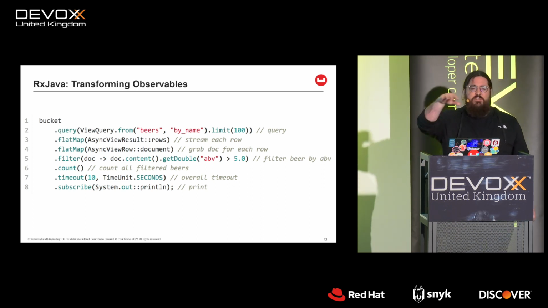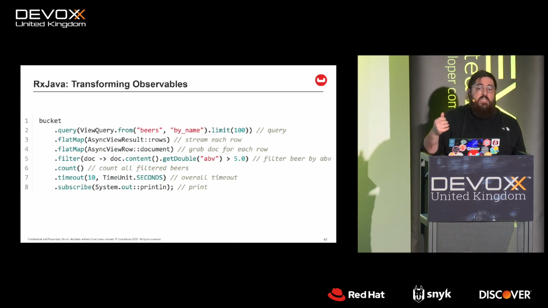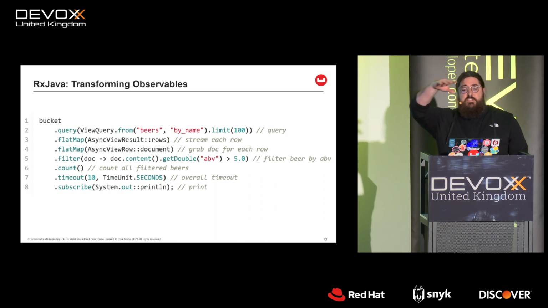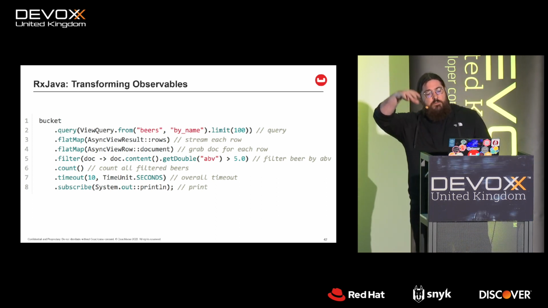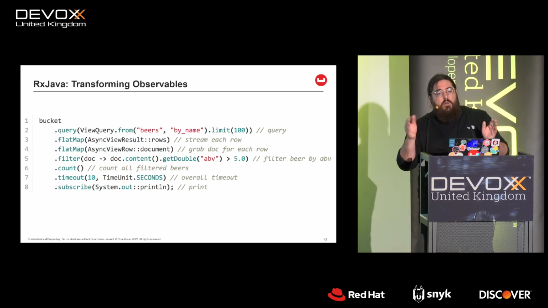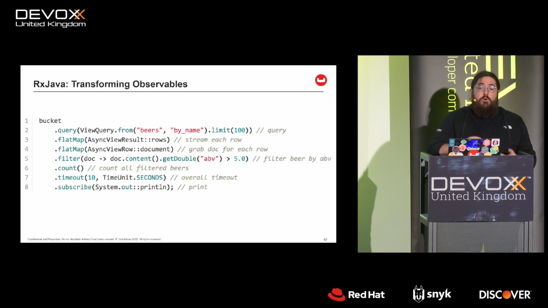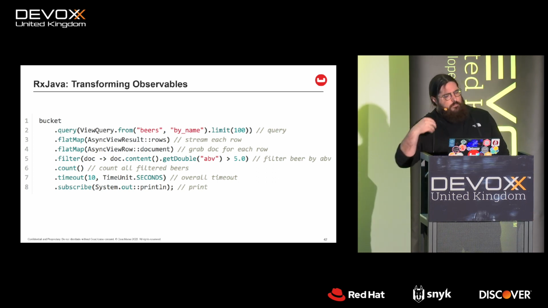So basically, you have a query. That query sends you rows, but you don't really want rows. You want the actual document. So you flatMap from a stream of things to a stream of rows to a stream of documents, and then you can call the filter method, which we're going to see afterward, which basically gives you only the documents that have more than 5% alcohol by volume, because one of our sample buckets was the beer sample.